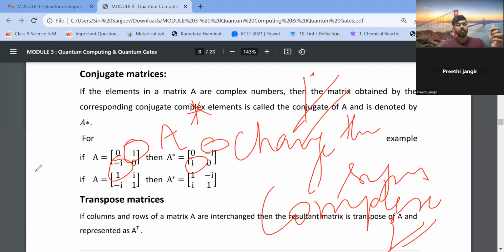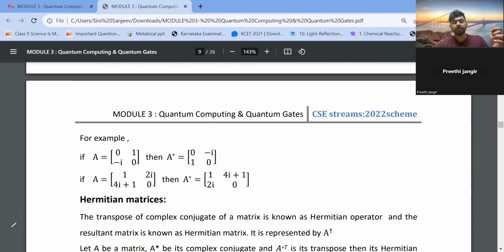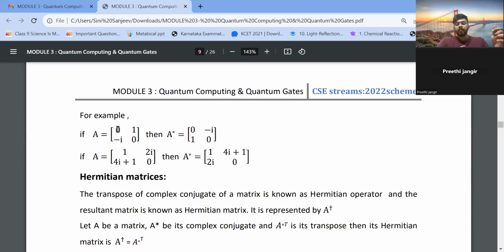Transpose matrices. So converting rows into columns and columns into rows. That's it. 0, 1. 0, 1 is what? Row. That will be converted into column. That's it. Rows into columns and columns into rows.